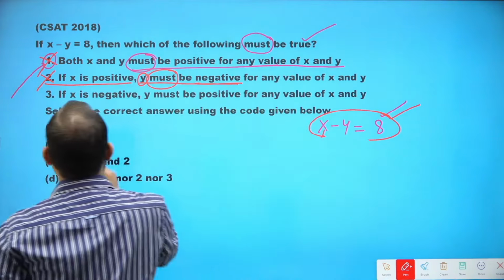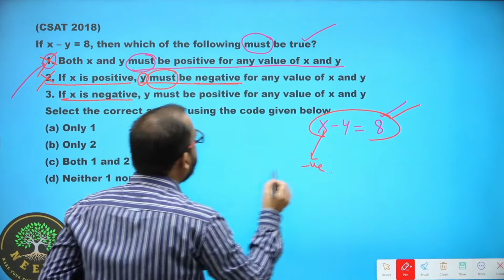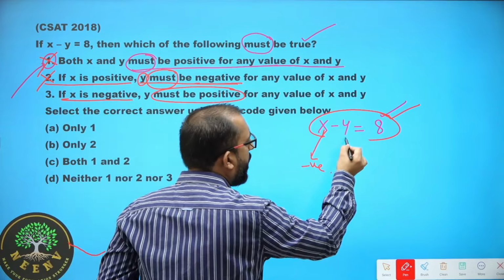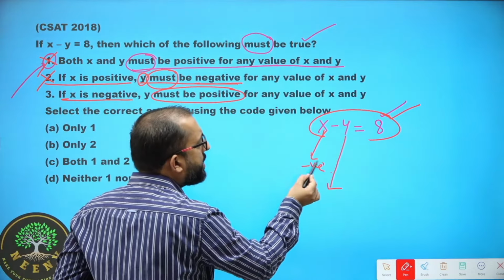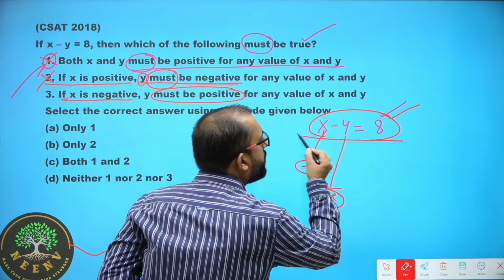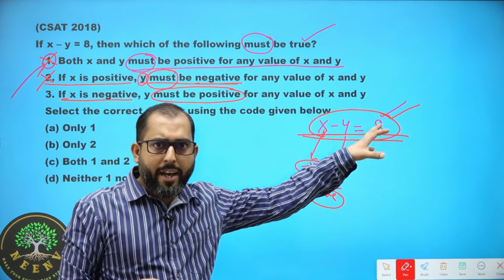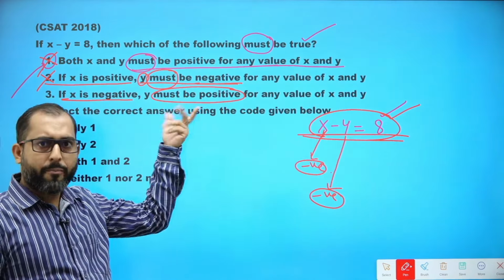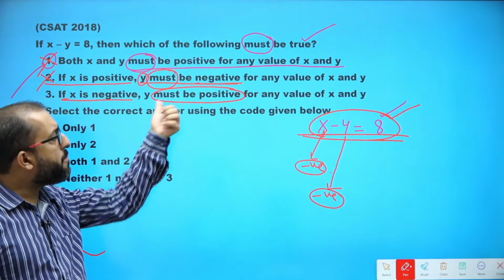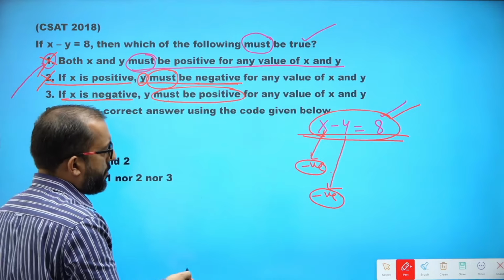On the final statement, it says if x is negative, then y must be positive. So I'll try to find out if x is negative and y taking y negative also, is this equation valid? Because if it becomes valid, it will negate my statement. Why I am focusing more on negating the statement? Because over here must is written. So x is negative, y must be positive.